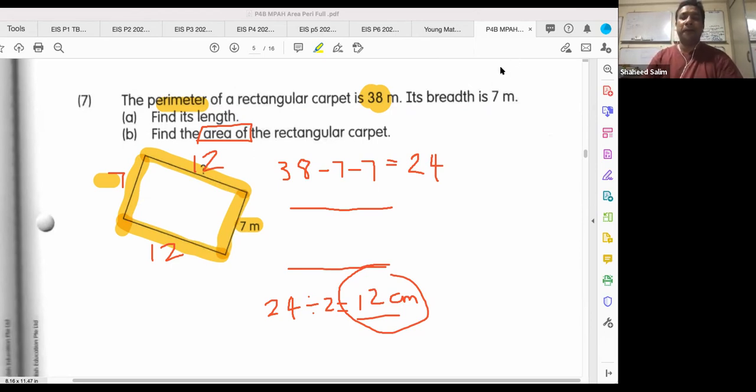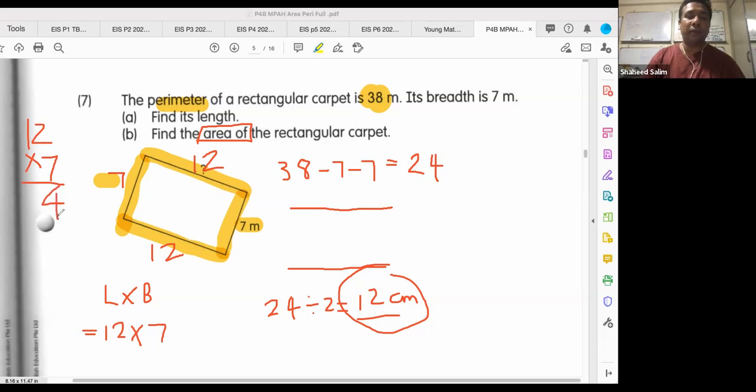Kashri, how come you get like that? Very simple, you're not focused, that's why you cannot do this one. Formula for area of rectangle is length times breadth. Length is 12. Breadth is 7. So take 12 times 7. 2 times 7, 14. Carry 1. 1 times 7, 7 plus 1, 8. 84 lah. The area is 84 square meters.